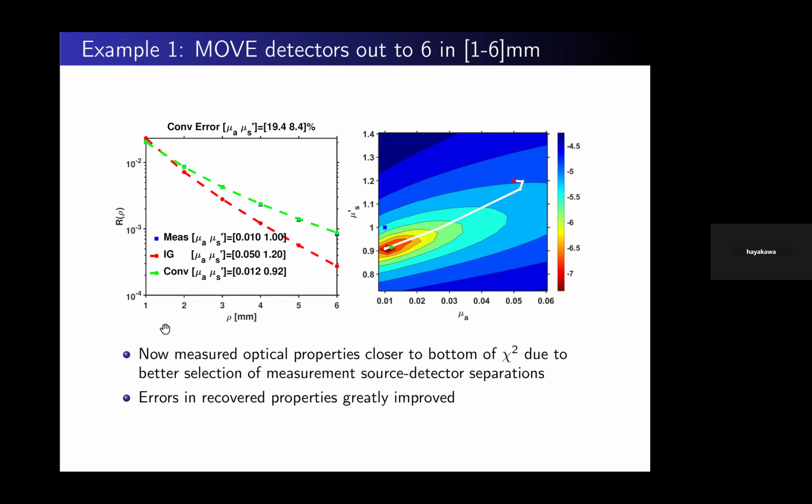Okay, now we're looking good. So we have, you can barely see it, our measured blue squares down here. Here's our initial guess in red, and then here's what we converge to. And here's the path that we took from this initial guess into this basin. Here's where the measurements lie. It's not exactly in here, but we still did fairly good recovery, within 20% for mu A, 8.4% for mu S prime. So not bad.